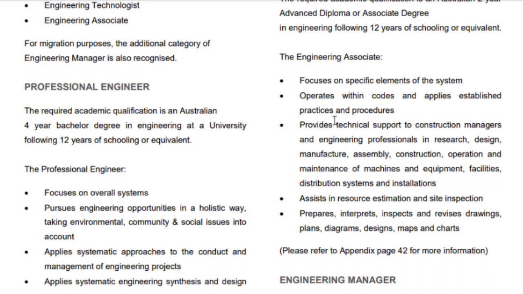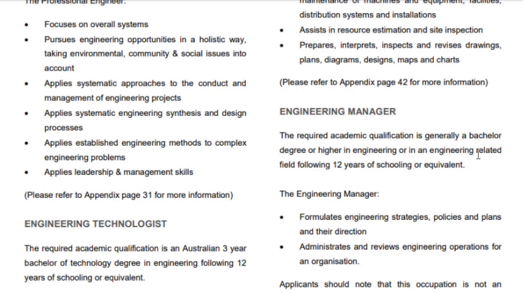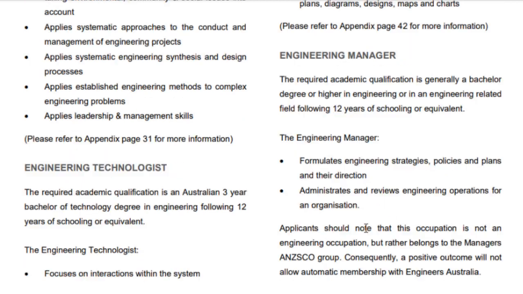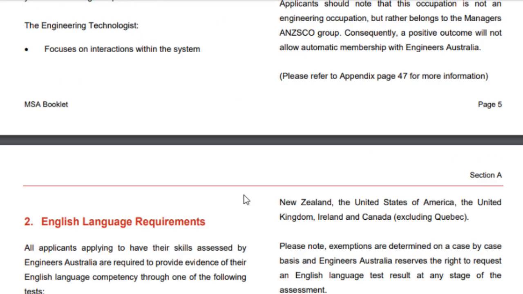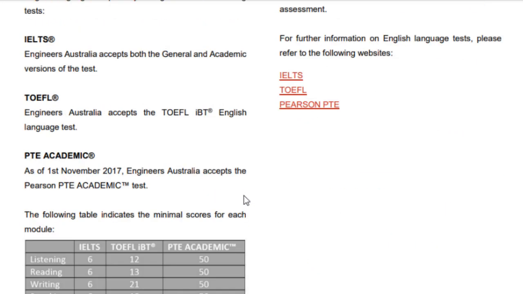They have also given some of the roles and responsibilities of those engineers. And for engineering manager, generally a bachelor degree or higher in engineering, and some of the duties and responsibilities have been given there. And you also need to meet the English language requirement as well. So they have given here what English requirements you should have.